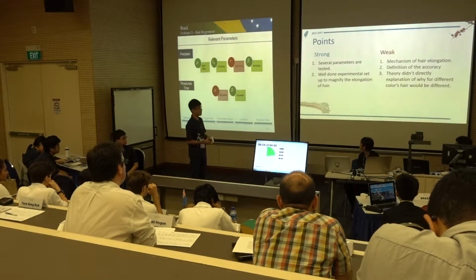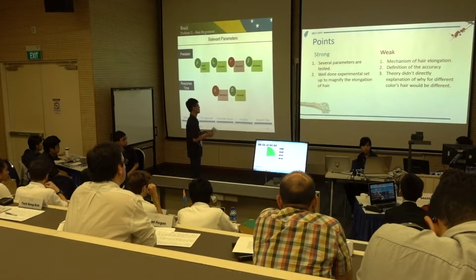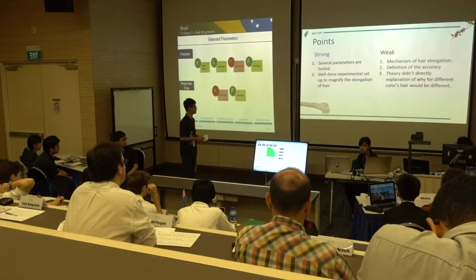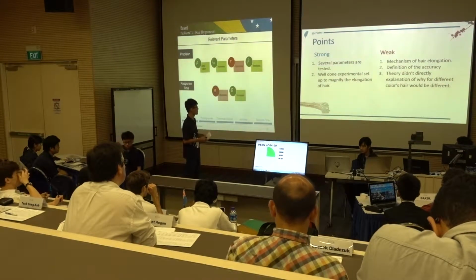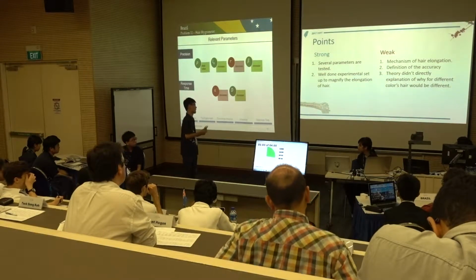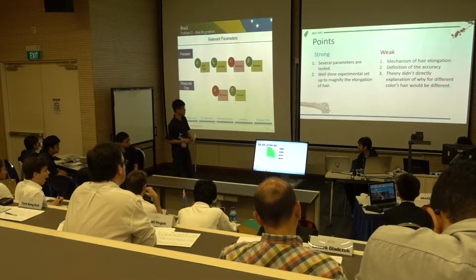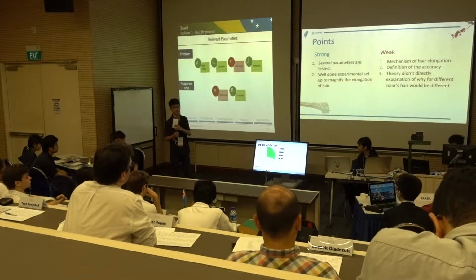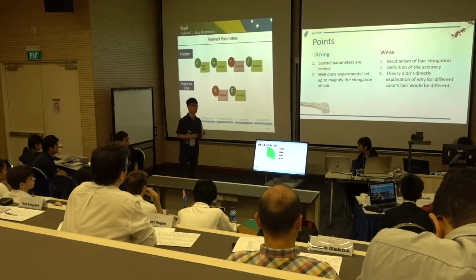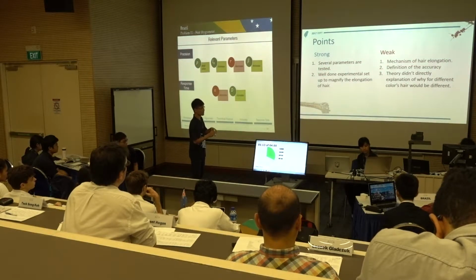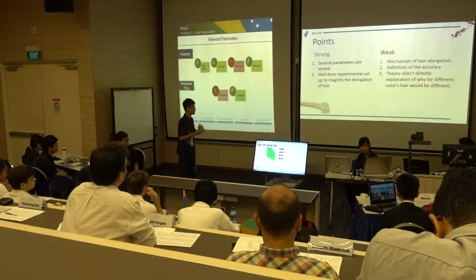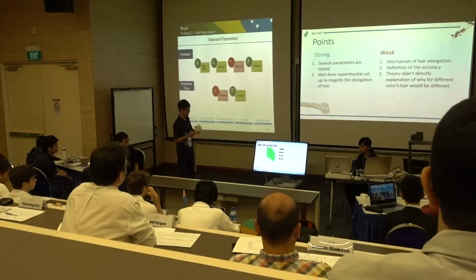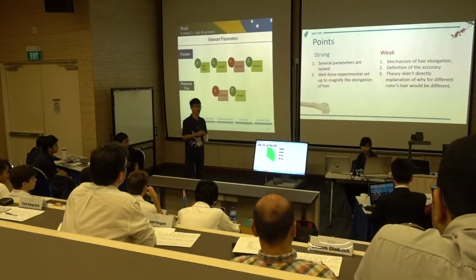Here are points coming from the reporter. Some the opponent thinks are strong, and some are weak. For the strong points, the reporter tested several parameters, and he made a well-done experimental setup to magnify the elongation of the hair so that he could have a clearer record of the humidity. For the weak points, the reporter didn't really talk about the mechanism of how hair is enlarged when it is exposed to high humidity.